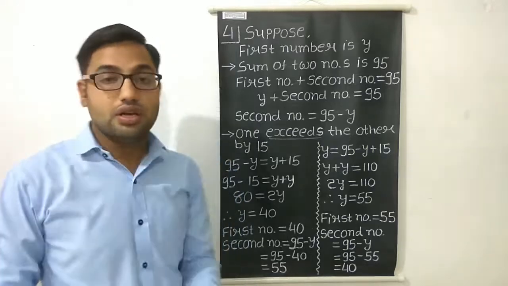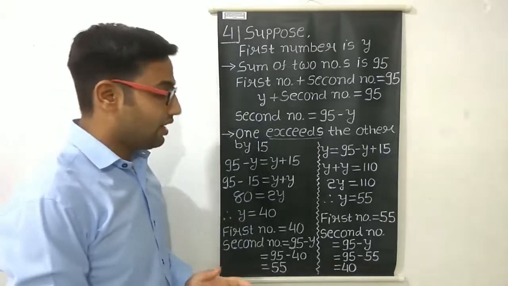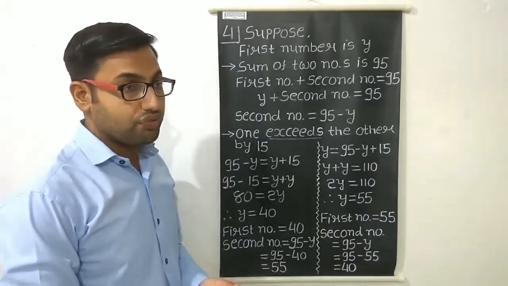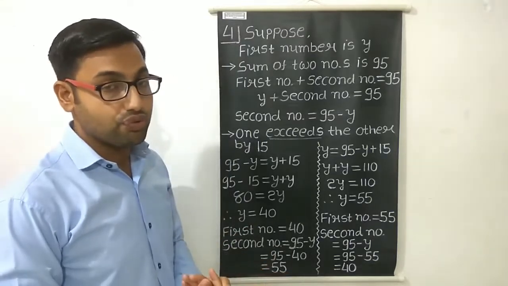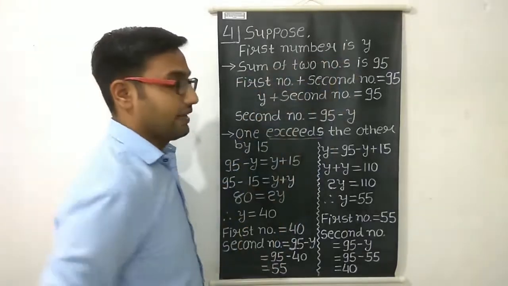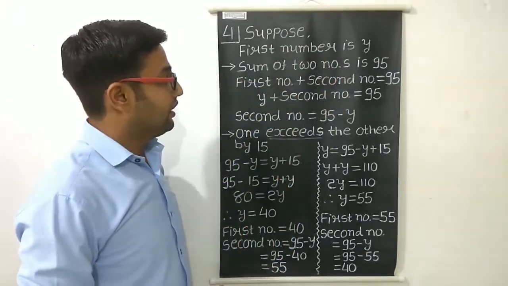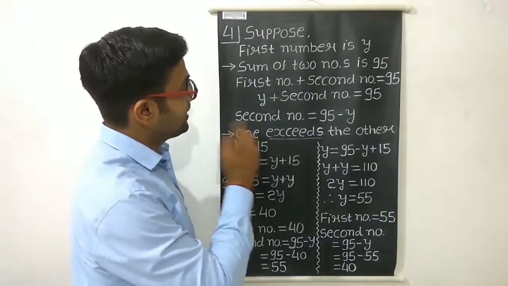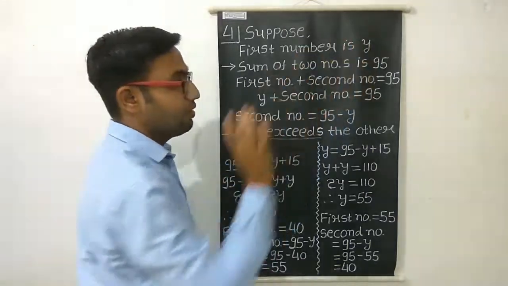So here in the question we have said that there are two numbers. So we don't know either of the two numbers. So let's suppose that the first number is y. Okay. Here we can assume only one number as a variable.